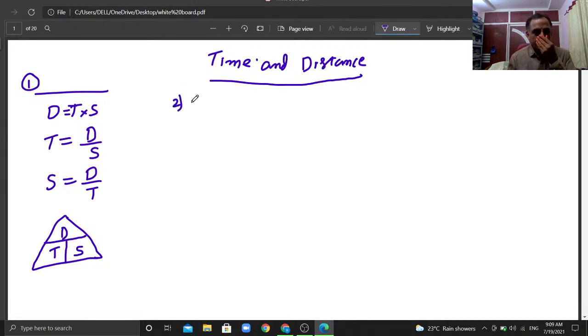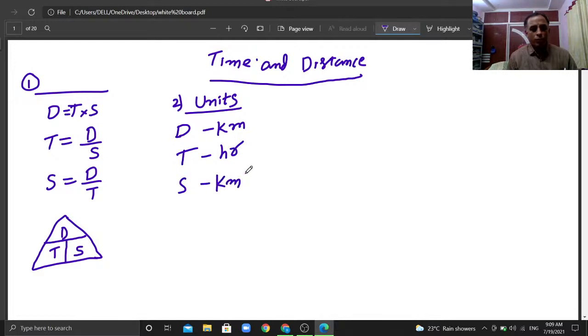This is the first important point in time and distance, that is formulas. The second important one is units. Please don't neglect the units. If distance is in kilometer, time should be in hours and speed in kilometer per hour. If distance is in meter, time should be in seconds and speed in meter per second.